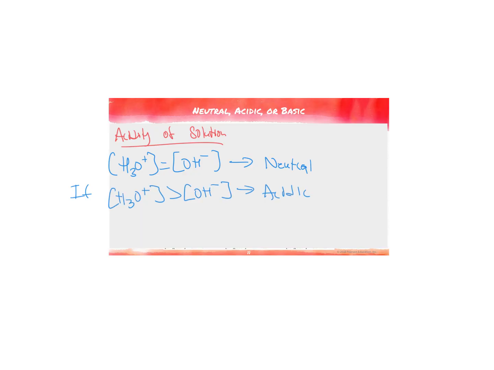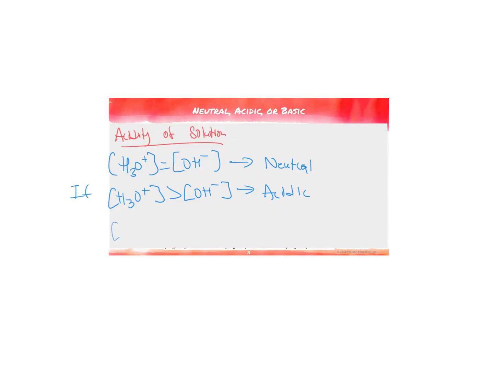So let's take the case where the concentration of H3O+ is equal to the concentration of OH-. That means the solution is neutral, right? I have the same amount of base as I have of acid. It's neutral. If the concentration of H3O+ is greater than the concentration of OH-, this is acidic because I have more acid than I have base.